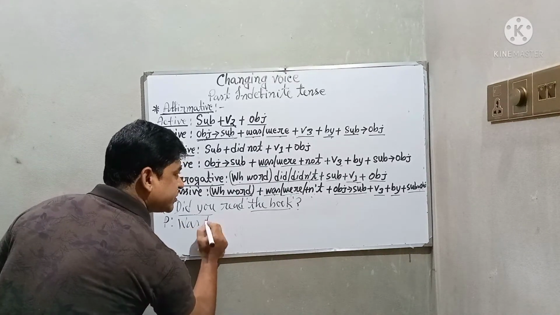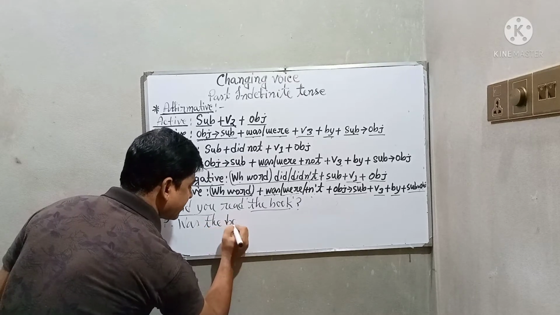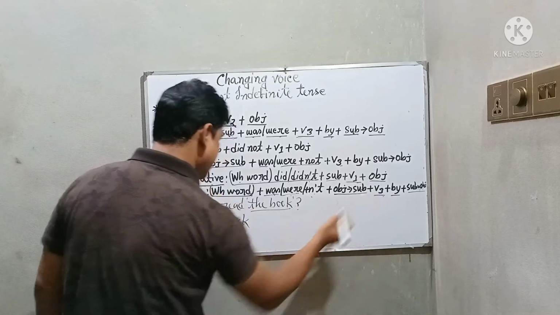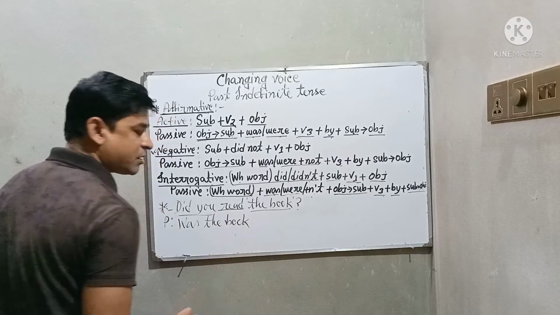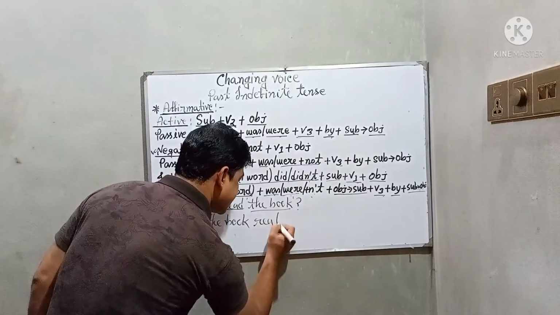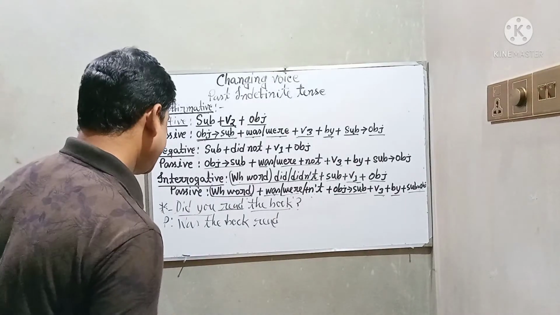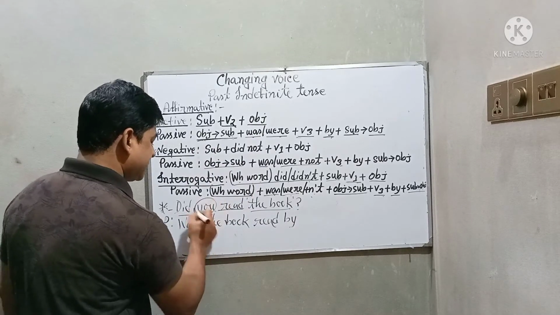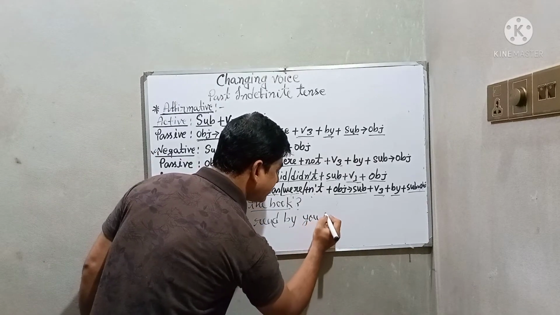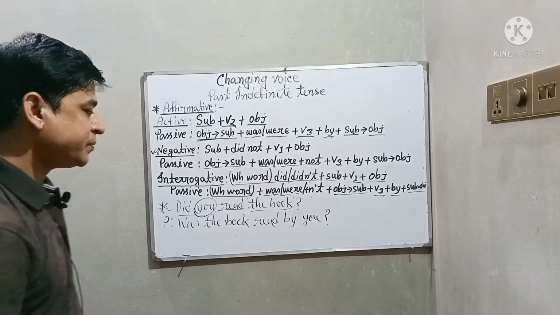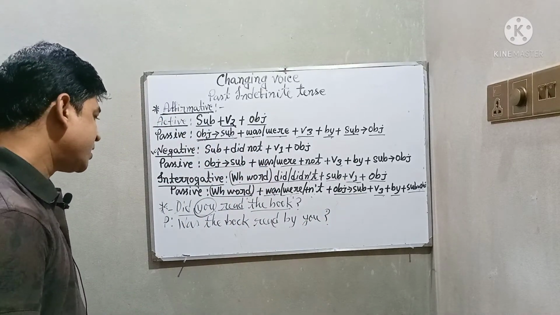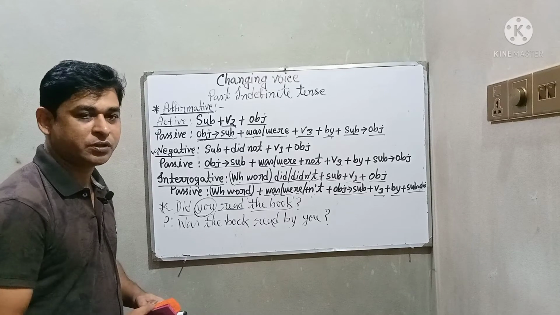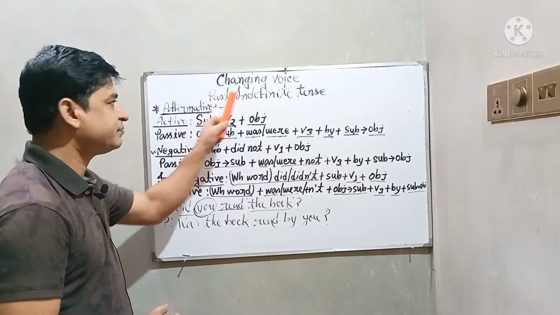Then use your object as the subject of the sentence. Then you have to use V3, that means verb past participle. Read, read. Spelling will not be changed, but pronunciation will be changed here. Was the book read? Then you have to use by. Then make your subject to object. You. Then you have to use the note of interrogation. In this way, we can convert our active voice to passive voice according to interrogative sentence in past indefinite tense.